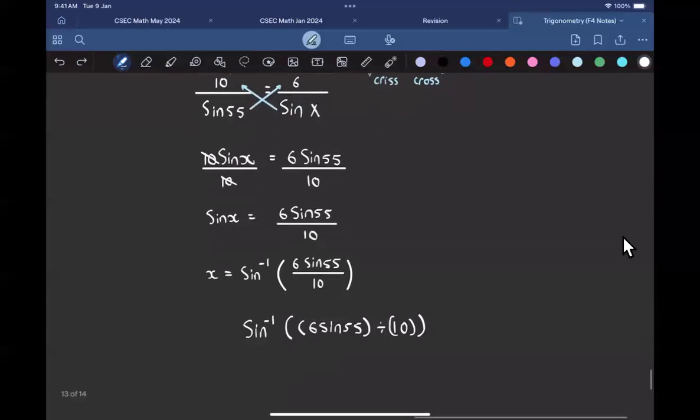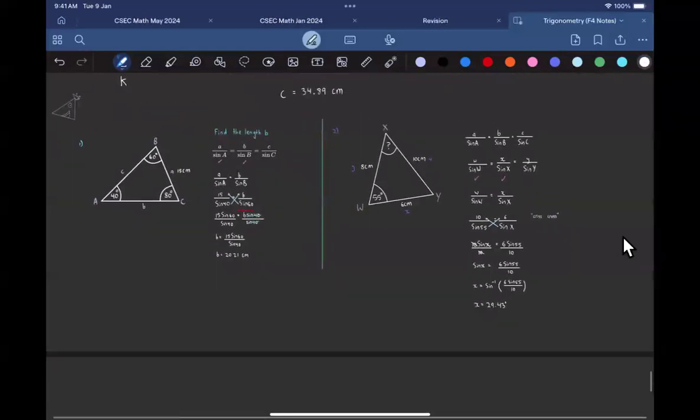29.43, yes. Excellent. x is equal to 29.43 degrees. Now you all know the ways of the sine.